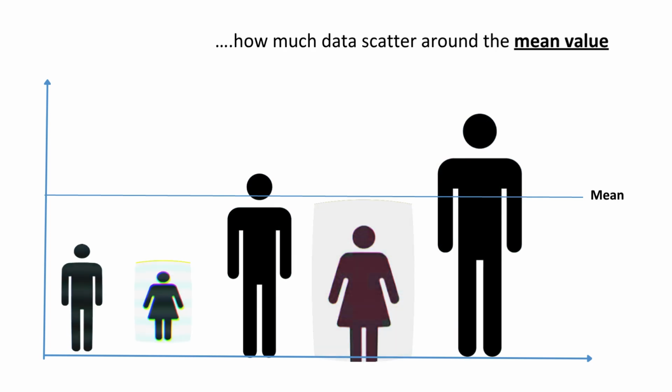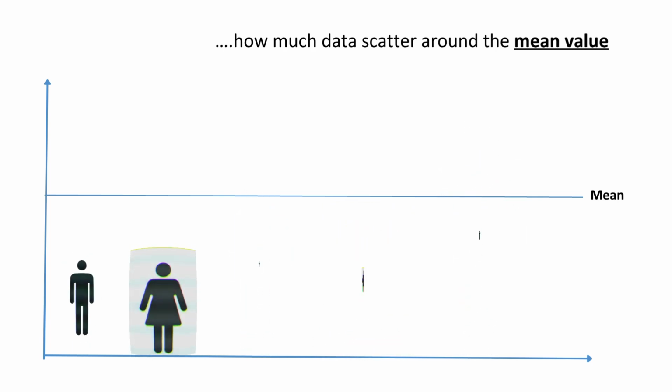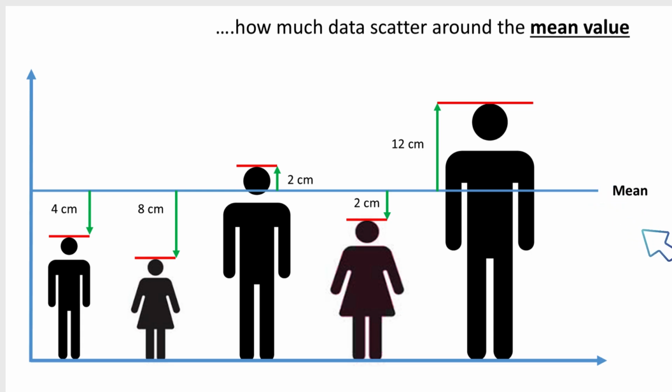The image illustrates the concept of standard deviation and how it represents the amount of data scatter around the mean value. The image shows a series of stick figures representing different data points. The distance between each data point and the mean value is shown, indicating the degree of scatter or variation around the central tendency. The larger the distance between the data points and the mean, the higher the standard deviation. This is visually represented by the taller stick figures being further away from the mean. Conversely, the shorter stick figures closer to the mean indicate a lower standard deviation, where the data points are more tightly clustered around the central value.